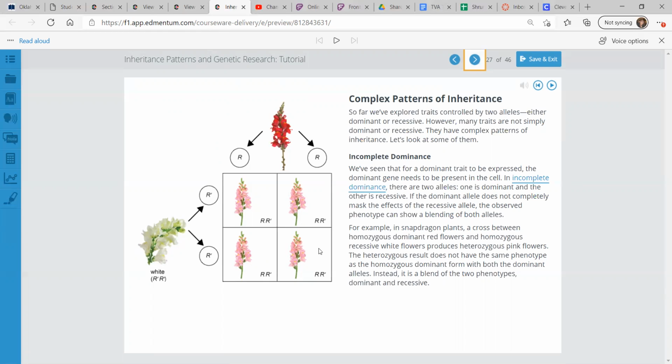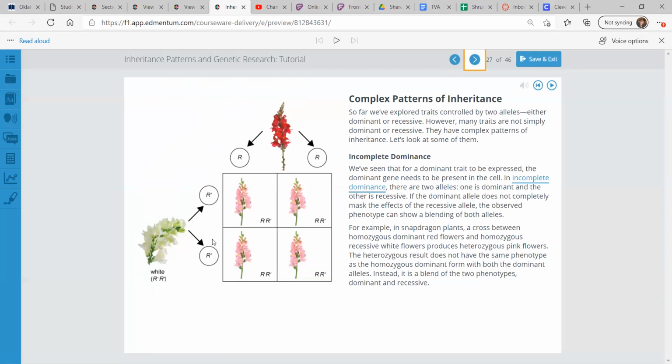The heterozygous result does not have the same phenotype as the homozygous dominant form with both the dominant alleles. Instead, it's a blend of the two phenotypes, dominant and recessive. So you can see in this square how we determine that. We have R for red and R, and then we have R prime. We'll say that means not red.